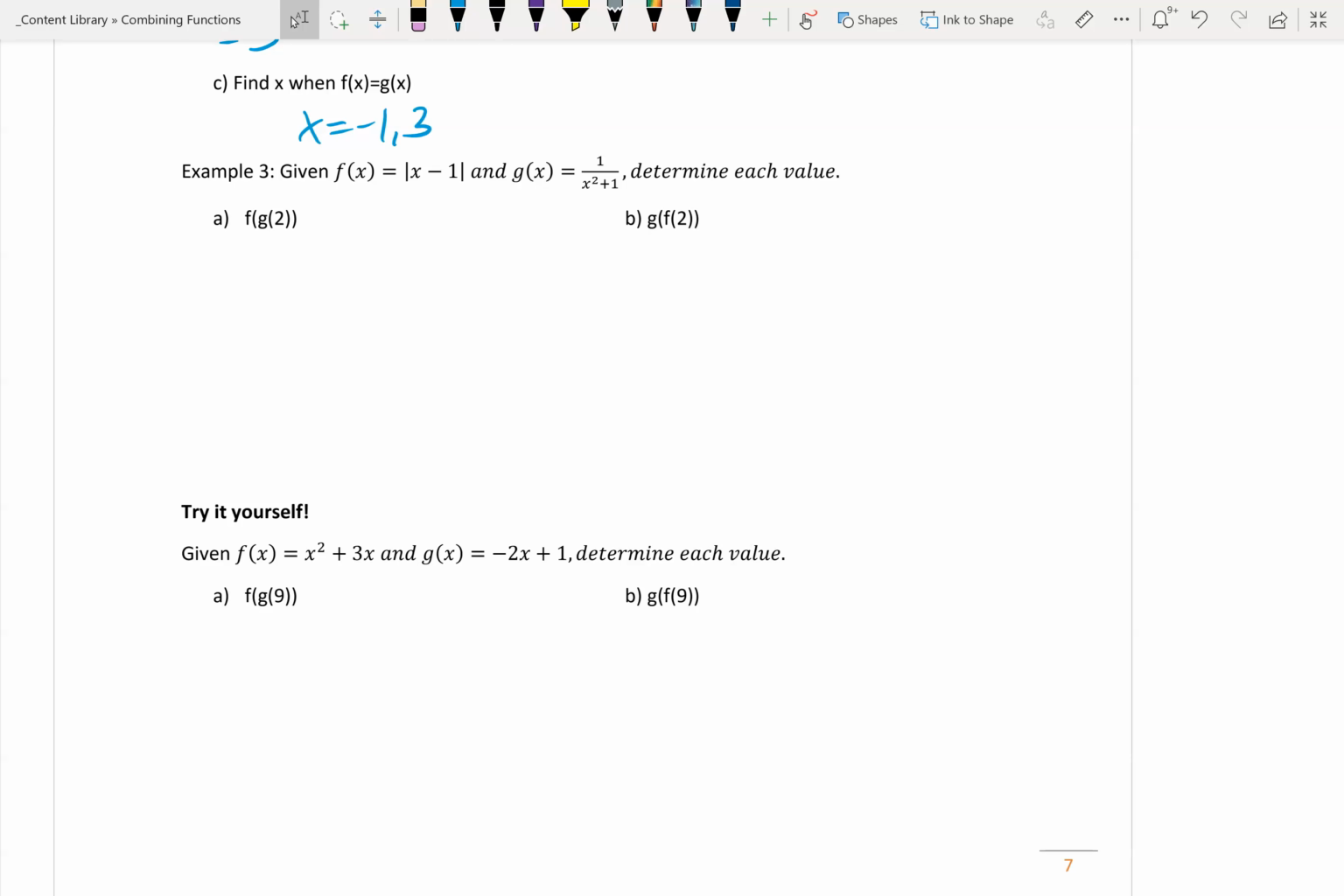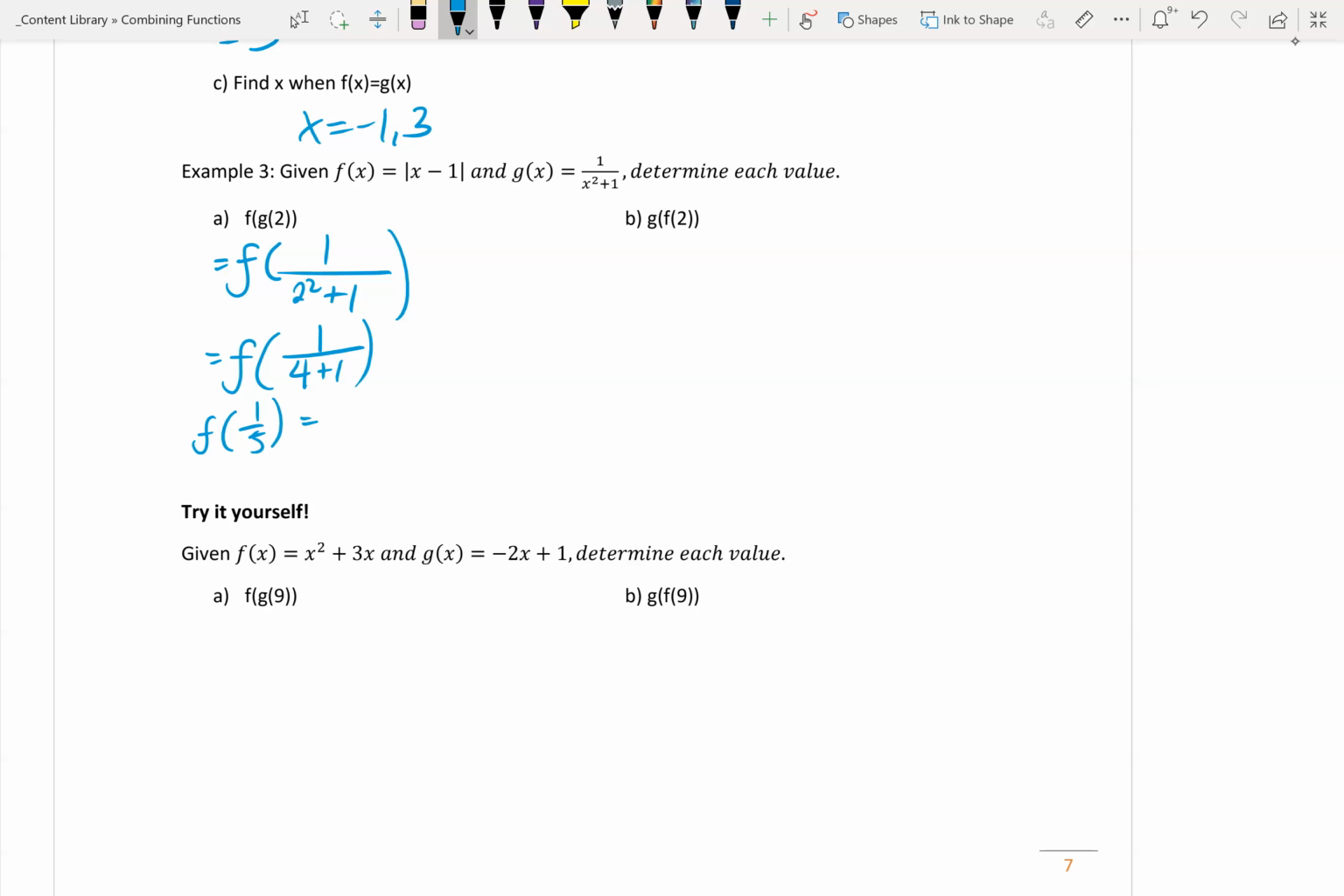We want to find f of g of 2. So I'm going to replace g of 2 with the function of g, but instead of writing x squared, I'm going to write 2 squared because the 2 replaces the x. Now I'm going to simplify what's in the bracket. 2 squared is 4. So over I'm looking at f of 1/5.